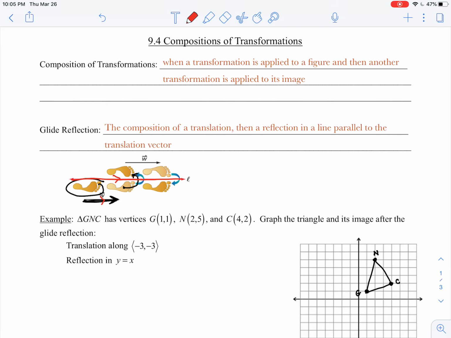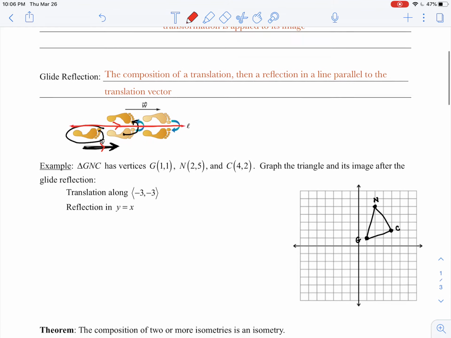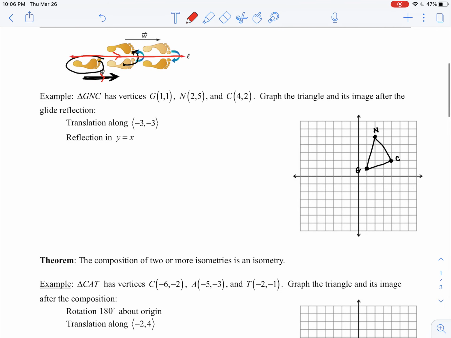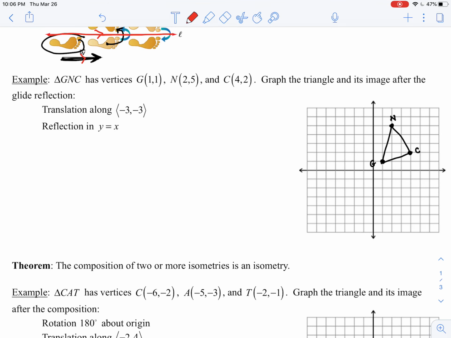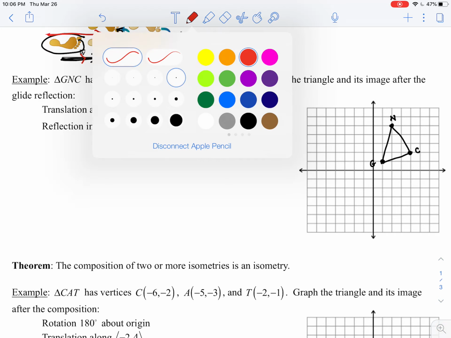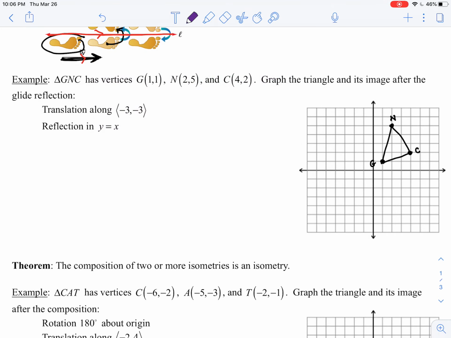We can do a composition of any transformations. A glide reflection is just a certain type that has a specific name, but we can do transformations together of any type. So let's take a look at the first example. It says triangle GNC has these vertices. Graph the triangle and the image after this particular glide reflection.